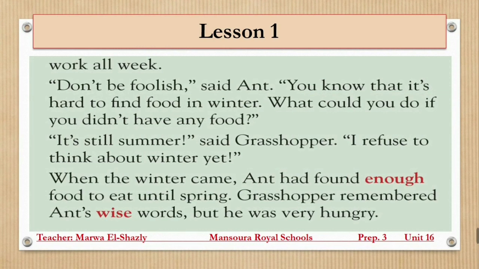Don't be foolish, said Ant. You know that it's hard to find food in winter. What could you do if you didn't have any food? It's still summer, said Grasshopper. I refuse to think about winter yet. When the winter came, Ant had found enough food to eat until spring. Grasshopper remembered Ant's wise words, but he was very hungry.